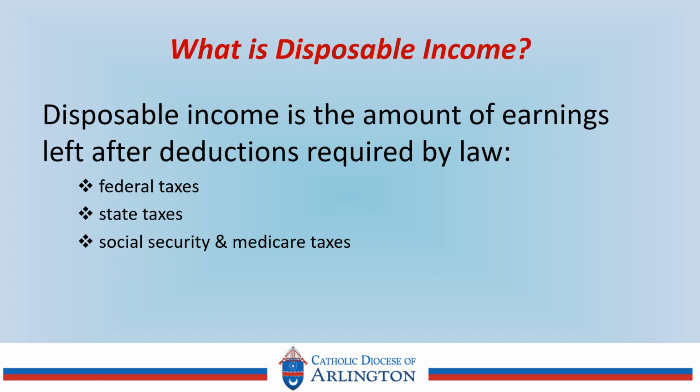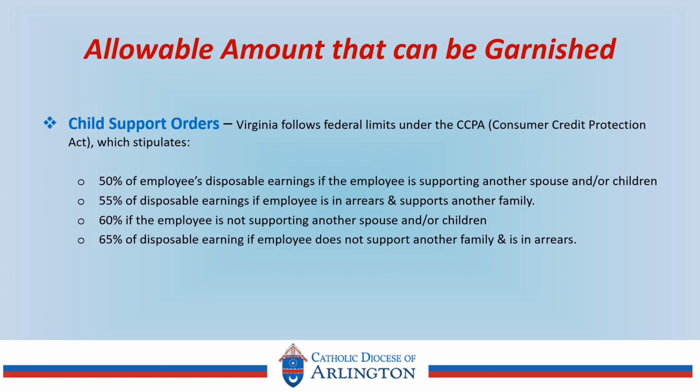Disposable income is the amount of money available to an employee after taxes have been deducted. Those taxes include federal income tax, state, and possibly local tax. This also includes Social Security and Medicare tax, also known as FICA. Child support orders have different percentages that can be deducted from an employee's disposable income. The percentage differs depending on the employee's family situation. Virginia has adopted the Uniform Child Custody Jurisdiction and Enforcement Act for child support orders. This act provides that the child support orders entered in another state will be recognized and honored by the Virginia courts.